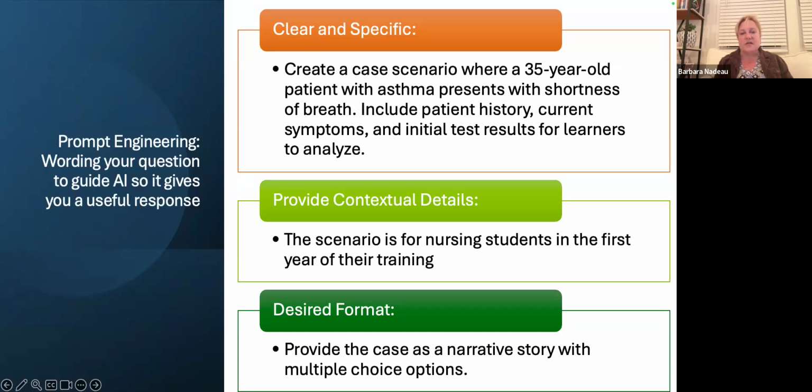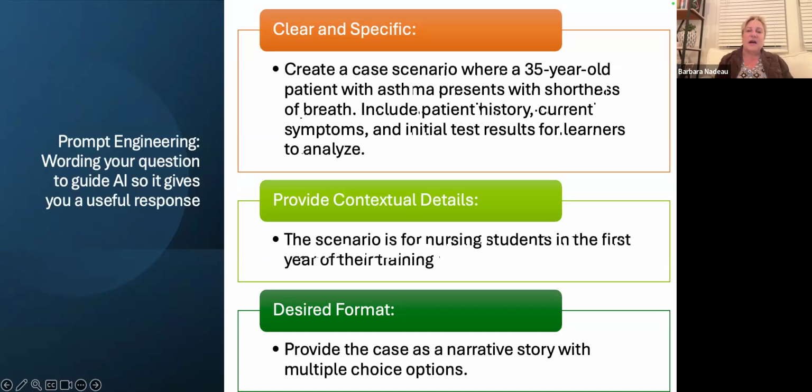You want it to be clear and as specific as possible, especially when you're asking it to help you create a case study. So in this case, the example here is create a case scenario where a 35-year-old patient with asthma, so we have an age, we have a diagnosis, with shortness of breath, we have a symptom, include patient history, current symptoms, and initial test results for learners to analyze. So AI is going to come up with that stuff.